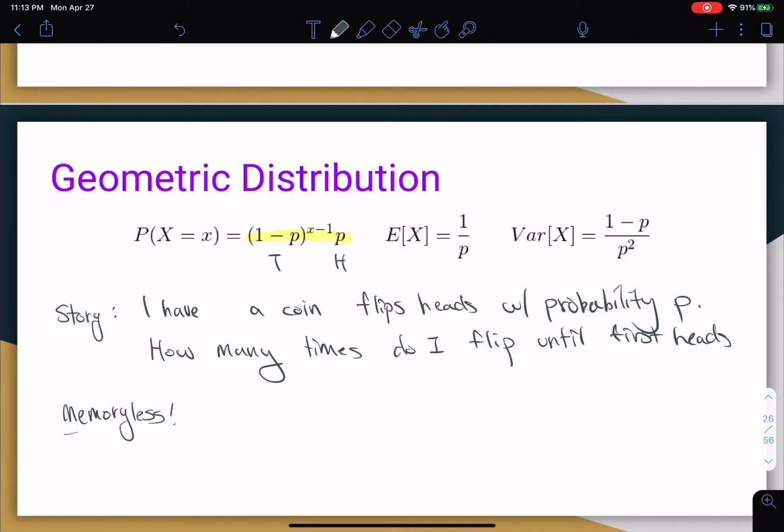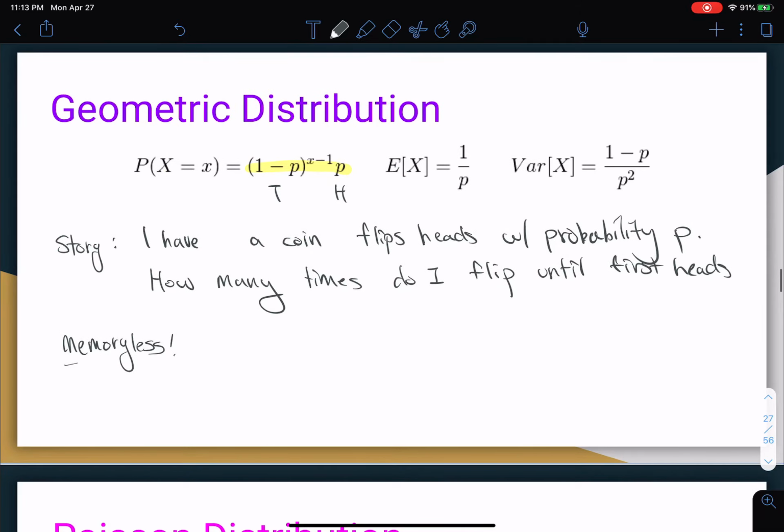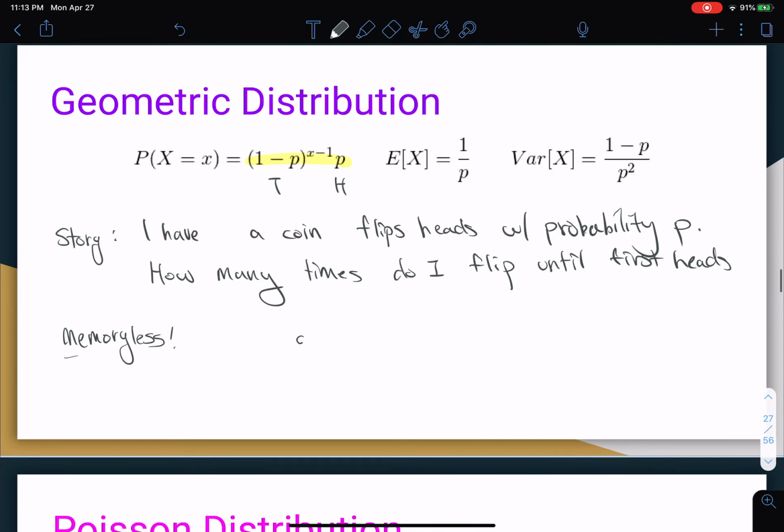So what does this mean? This means that, okay, say I flip my coin k times. Now on the k plus 1, you might think, hey, I flipped it k times, I only got tails. K plus 1 must have a really high probability of it being heads.